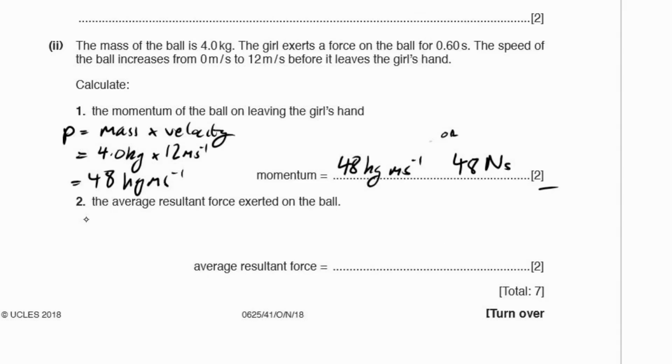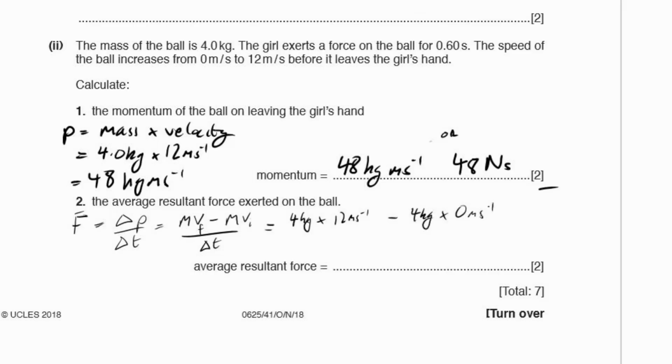In part 2, the average resultant force exerted on the ball. Okay, so the average force is given by the change in momentum divided by the change in time. So that's going to be the mass times the final velocity minus the mass times the initial velocity divided by the change in time. So that's 4 kilograms multiplied by 12 meters per second minus 4 kilograms multiplied by 0 meters per second, which of course is 0, divided by the change in time, which is 0.6 seconds.